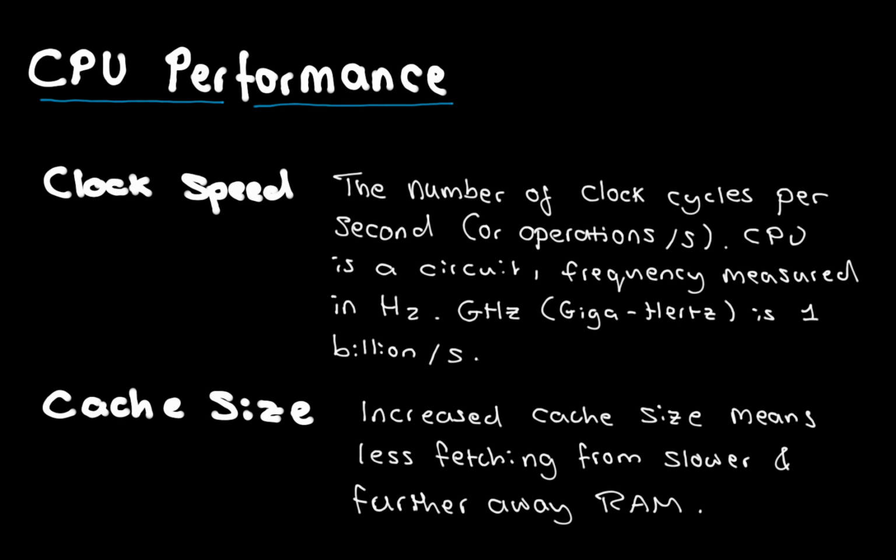The next factor that affects performance is the cache size. Essentially, increasing cache size means that we don't need to fetch from the slower and further away RAM quite so often, which leaves more time for processing. So that one's a bit more intuitive.